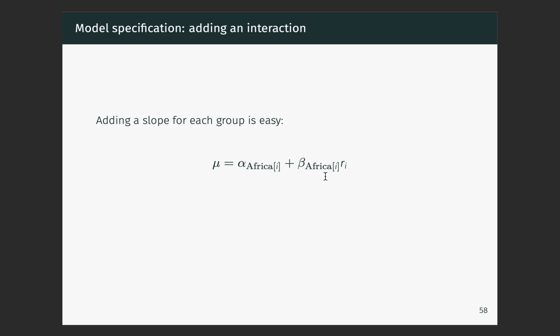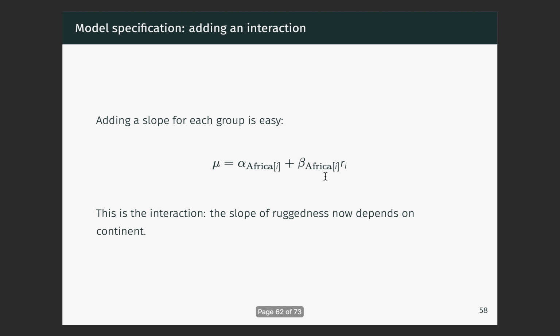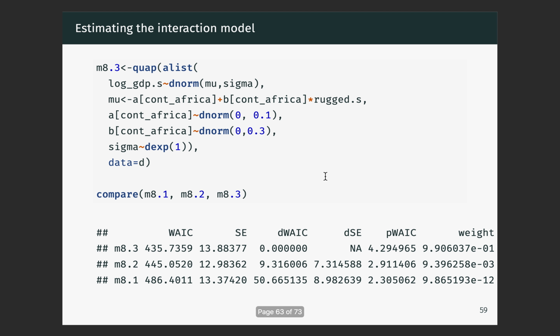Now the effect of terrain ruggedness is conditional on whether or not the country is in Africa, right? So we've built an additional conditional relationship here. And that beta Africa, allowing there to be two slopes for the ruggedness variable, is the interaction, right? The slope of ruggedness depends on continent. So let's take a look at this.